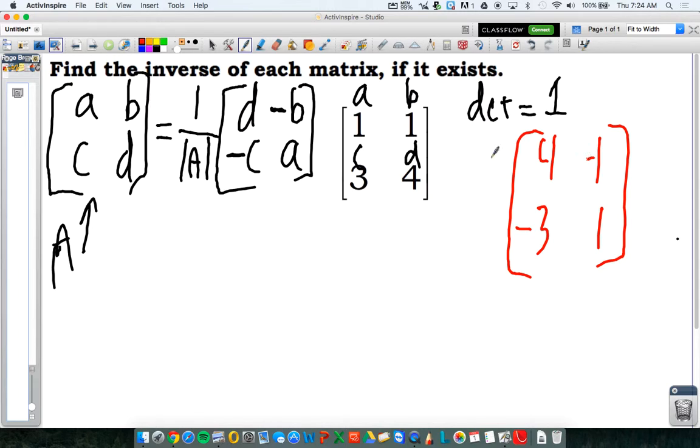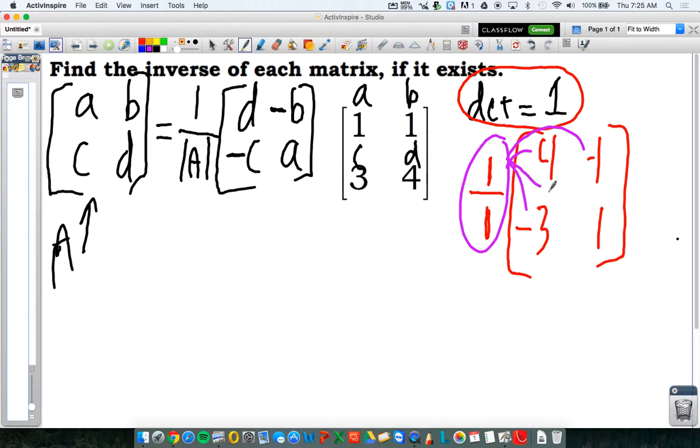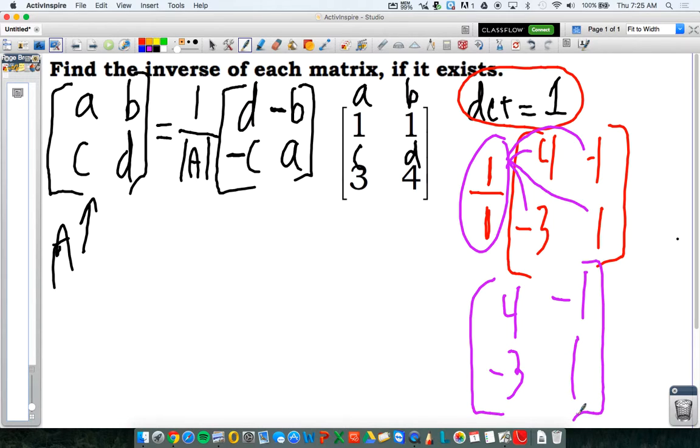Then we write in our scalar, 1 divided by the determinant, and our determinant was 1, so this is a really nice scalar, because there's nothing really to do. But just to show you, 1 divided by 1 is 1, you take that and you multiply it into each of the terms, and then you rewrite your new matrix. This, 4, -1, -3, 1, is your answer to the question. It asked you to find the inverse of this matrix right here, and that's what we did.